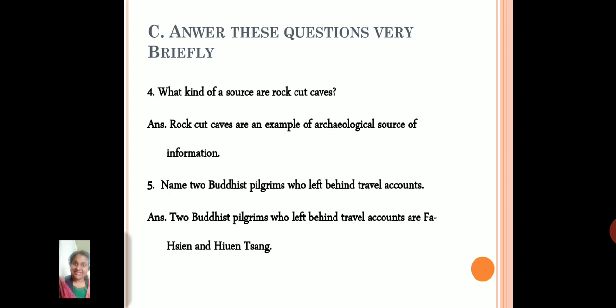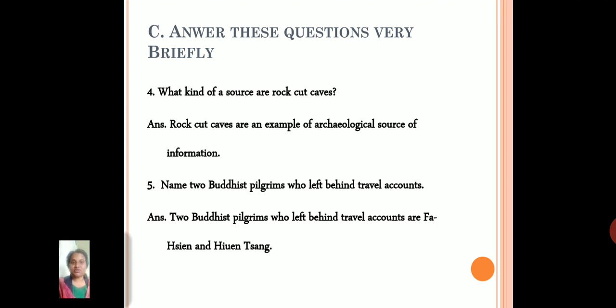How will we spell it? We will spell it with a capital B, UDDHIST. Buddhist pilgrims. Pilgrims are people who go on a religious travel, to travel for religious purposes. Alright. So these are Buddhist pilgrims who came to India and who wrote about their experiences in India. Let's write the answer. I hope you all have finished writing the question. I'll just say the question one more time. Name 2 Buddhist pilgrims who left behind travel accounts.